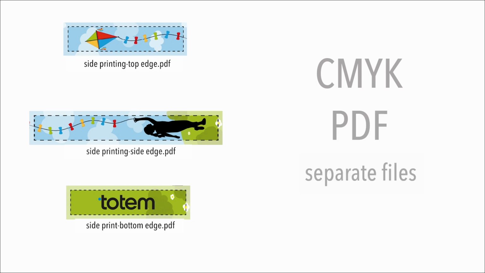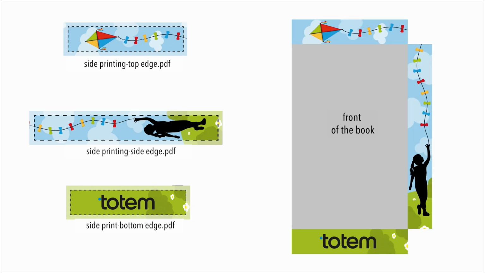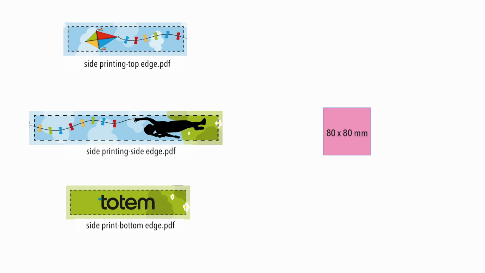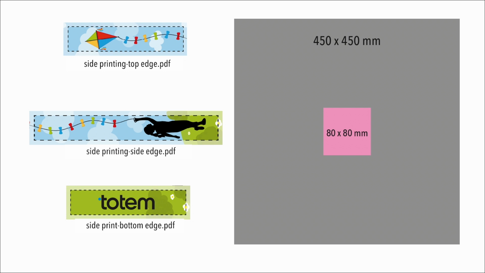A separate file should be prepared for each printed edge and properly named. The print order must be accompanied by a file with a visualization of the side printing, which will include a view of the front of the book. The minimum format of a book for side printing is 80 by 80 millimeters. The maximum format of a book for side printing is 450 by 450 millimeters.